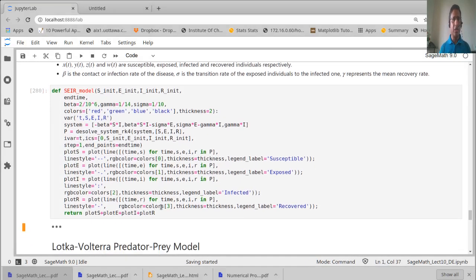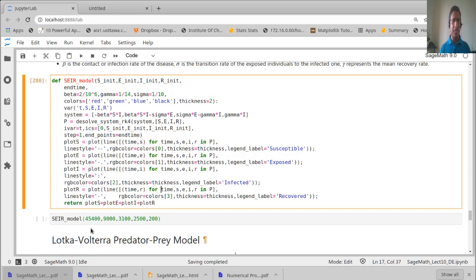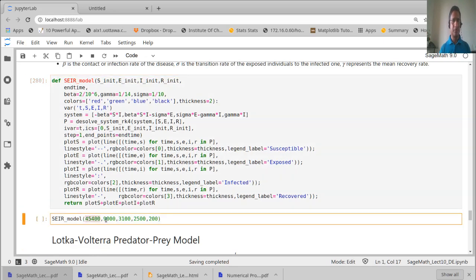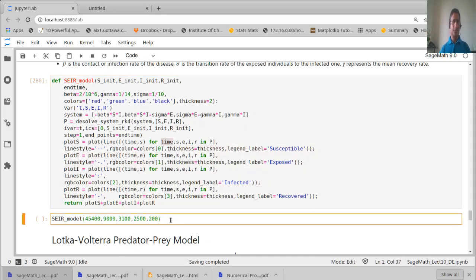Let me call this function. I have to input the initial conditions, so let us call this SEIR model with the initial S init of 45,400, and E init, I init, and R init of 9,000, 31,000, 25,000, and 200 in this case. These are the four things. Now let us plot this.